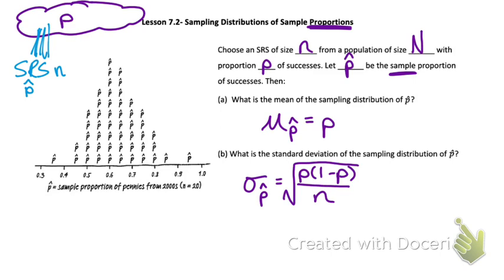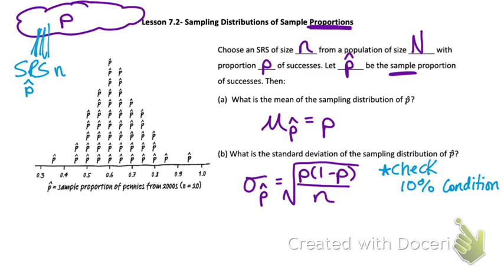P, again, is the population parameter or proportion. N is the sample size that you take out of the population. Now, there is one little catch with this particular formula. You do need to check something called the 10% condition when you are using the standard deviation of a sampling distribution of p hat. You need to check this thing called the 10% condition.